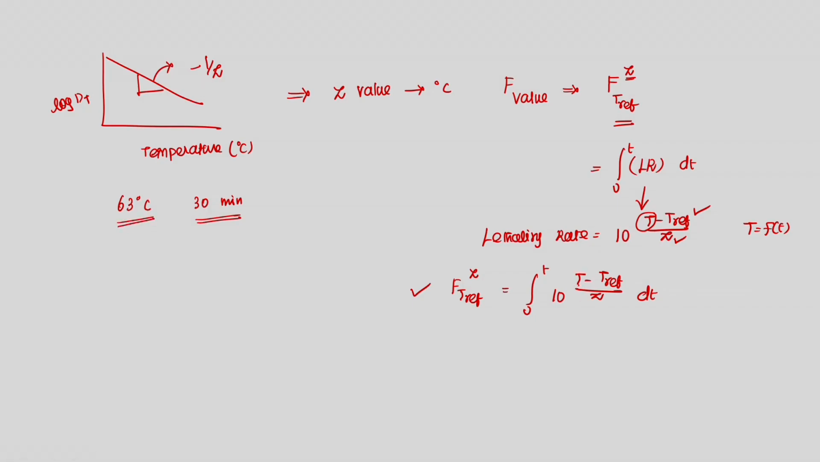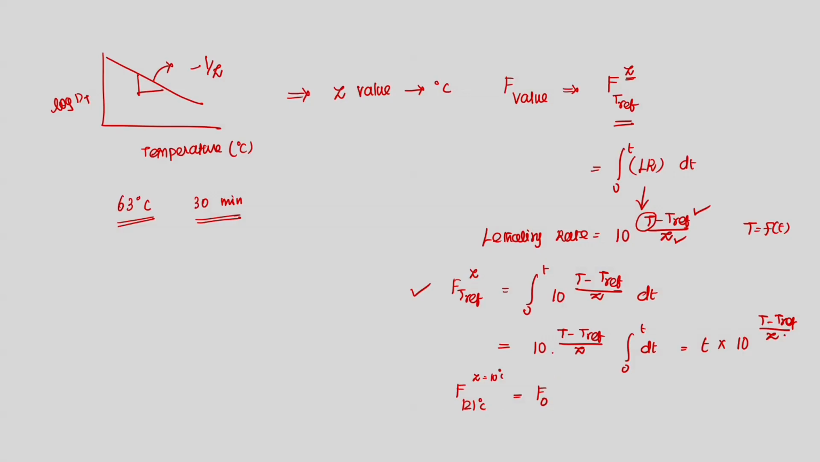If my temperature is constant here, then there is no need to integrate. What I would be doing in that case is t into 10 to the power of (T minus T reference) upon z. This is the way I calculate the F value. If my reference temperature is 121 degree centigrade and the z value is 10 degree, which is mostly applicable for Clostridium botulinum, then my F value is called the F naught value.